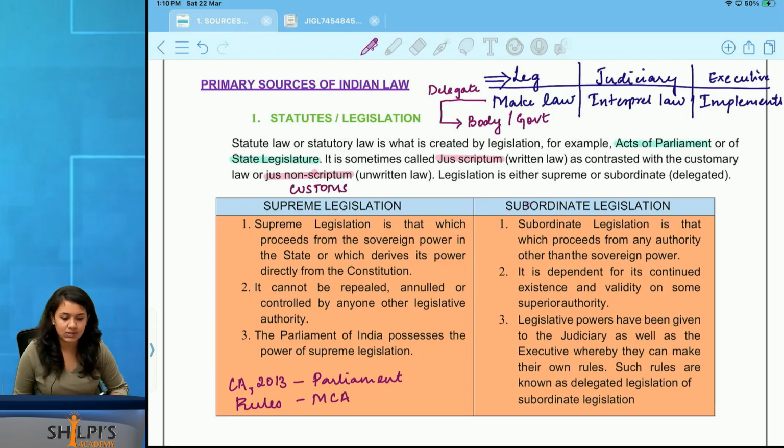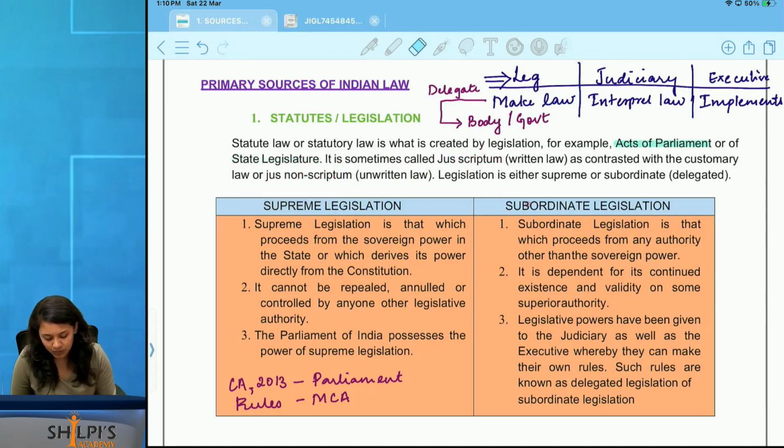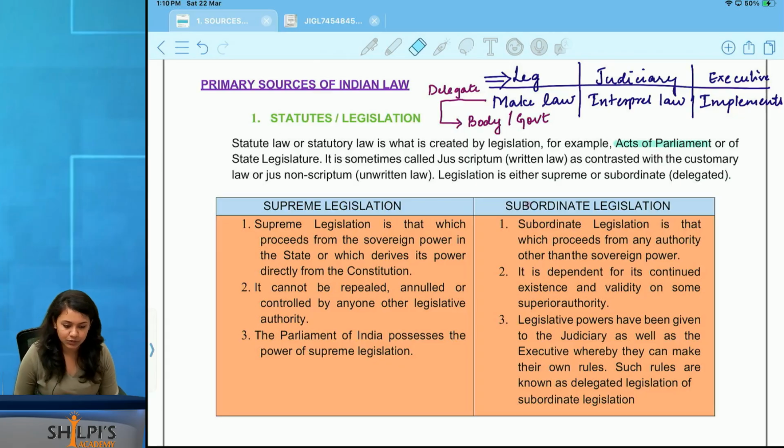That is a series of actions which have been practiced over a period of time and followed by many people, otherwise known as customary law. And then the other thing is known as written law, which is what we call our statute and legislation. So this statute or legislation is created by an act of parliament or state legislature, and on the basis of this we will come down to the distinction between our supreme legislation and our delegated legislation. So what exactly is the supreme legislation?